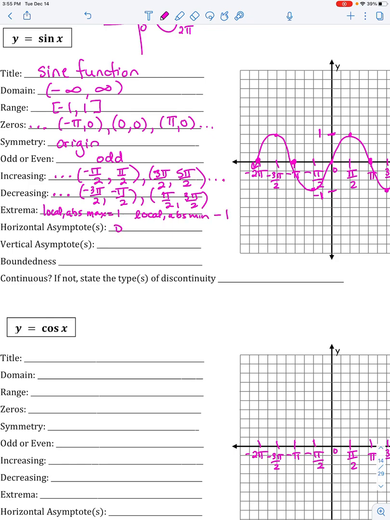There are no horizontal or vertical asymptotes. And it's just bounded, because it's bounded below and above, and it is continuous.